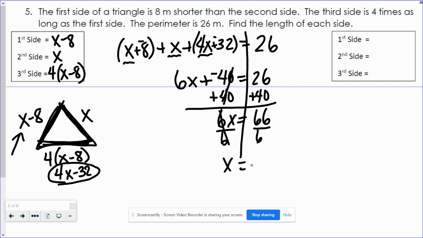So x, my second side, is going to be 11 centimeters, or meters this time. The first side was 8 meters shorter than that, so 11 minus 8 would be 3 meters. And then the third side was 4 times as long as the first side, which would be 12 meters. And if I would add all those up, I'd have 3 plus 11 is 14. 14 plus 12 is 26.